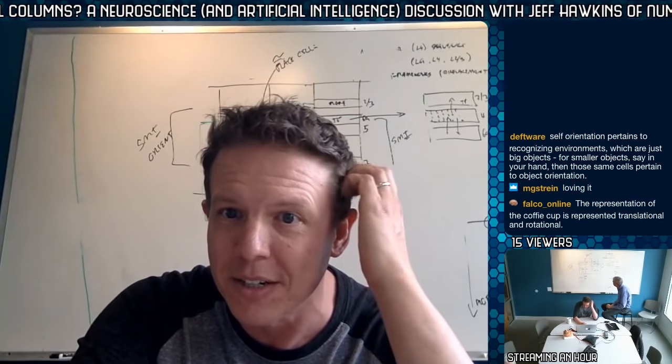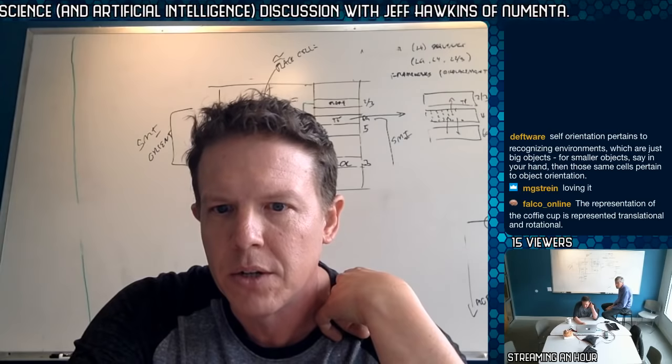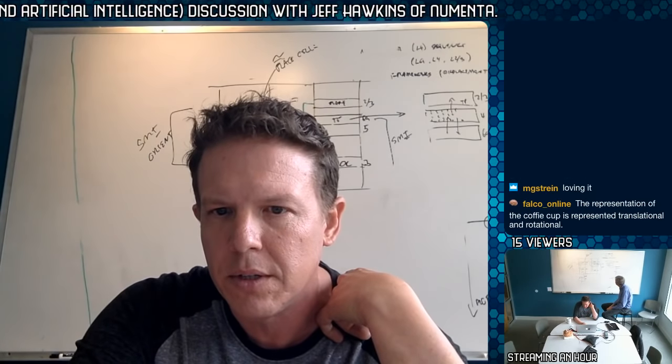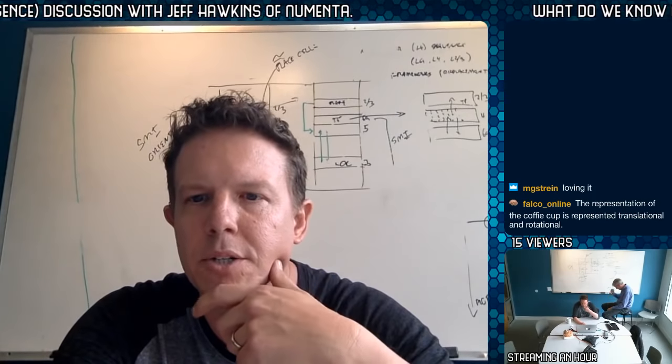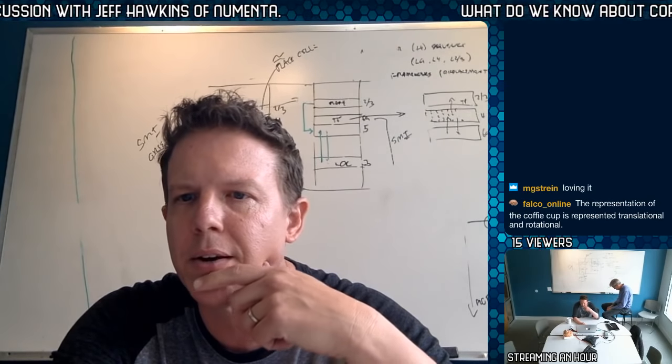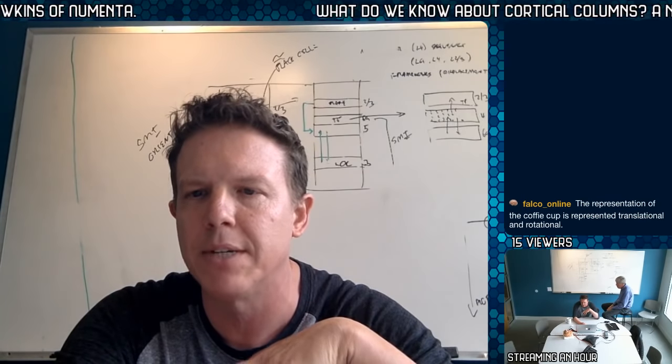Okay, well, we got a lot of chat here. Let's work from the bottom down. Sure. Let's see. So here's a comment from Project Robbie. What confuses me is: are there orientation cells that represent the orientation of the object itself?